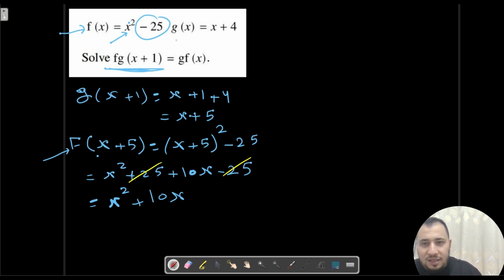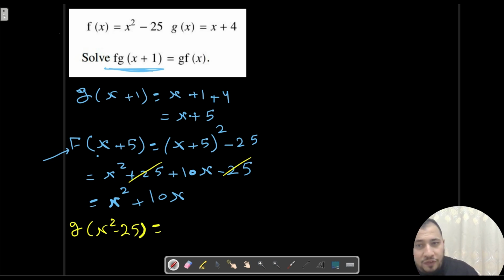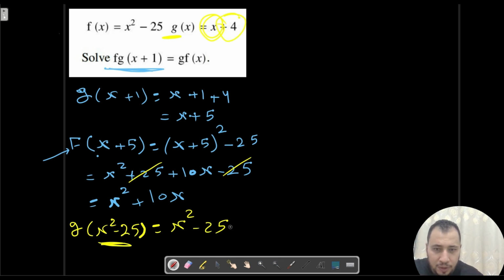Now let's get the right hand side, which is g f of x, and g f of x here, that means g, and instead of f of x I'm going to write its value, which is x squared minus 25. Okay, let's do that. So x squared minus 25, and go to function g and substitute x with what? With x squared minus 25. So it's going to be x squared minus 25, and don't forget the plus 4 here. Okay, plus 4.